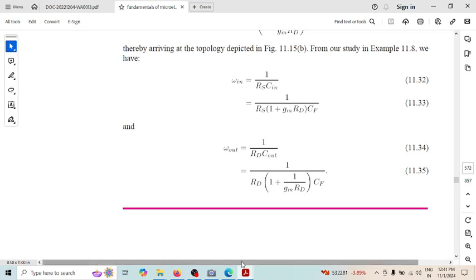We will take up some problems in the next video and try to use this Miller's theorem concept to find out the bandwidth of an amplifier and the gain bandwidth product of the amplifiers.